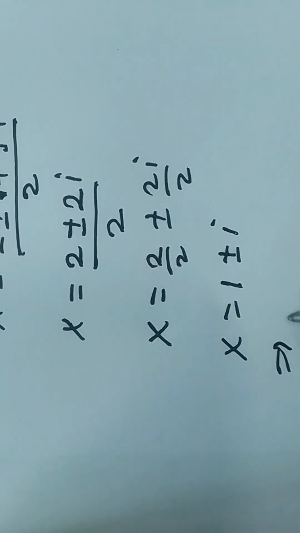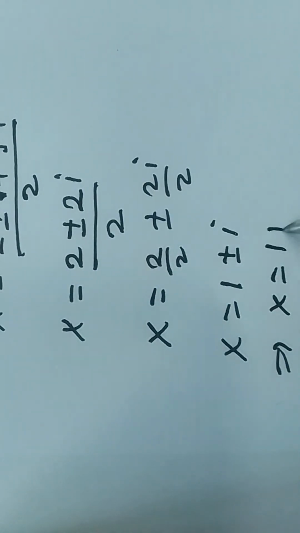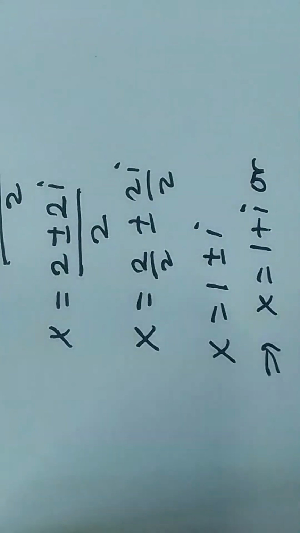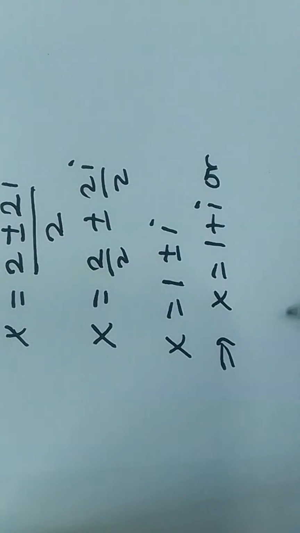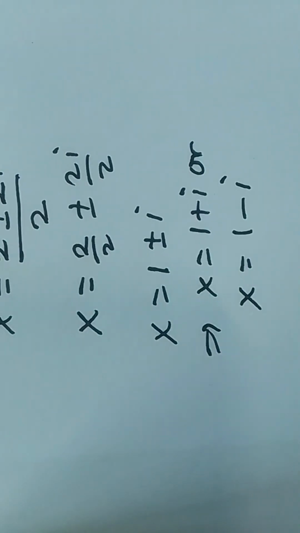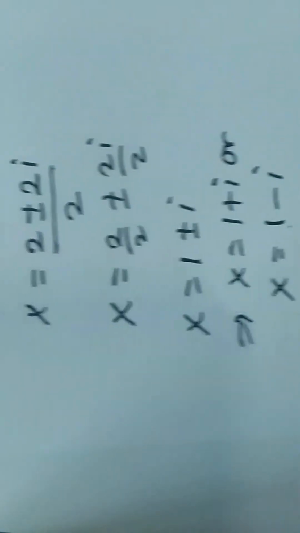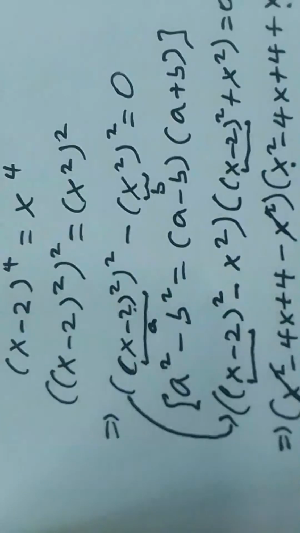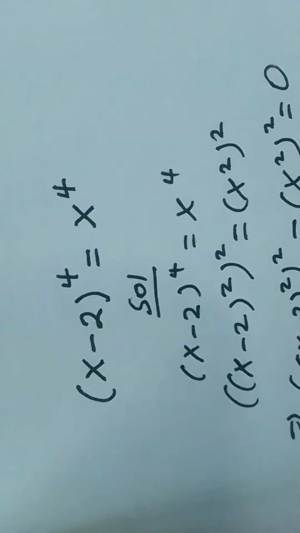This means that x is equal to 1 + i, or x equal to 1 - i. You will see that we have two complex solutions here, 1 + i and 1 - i, and just one real solution, which is x equals 1, for this pretty nice exponential equation.